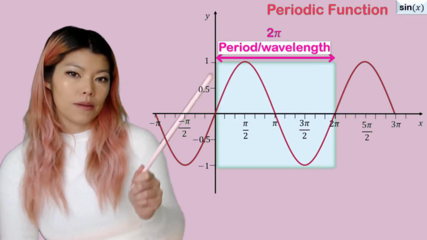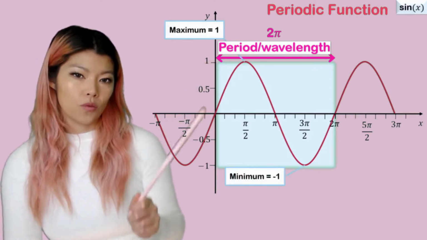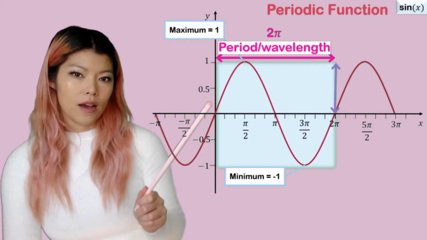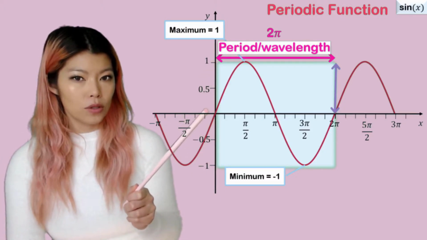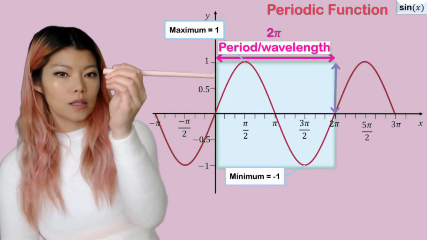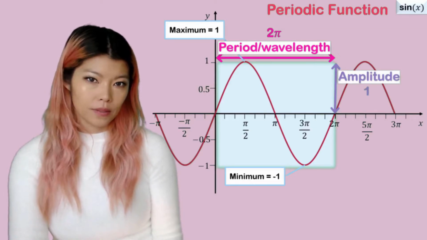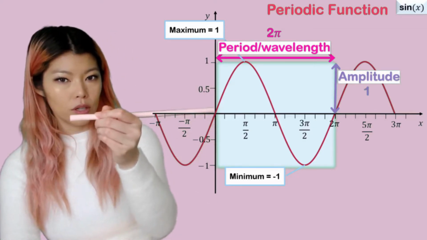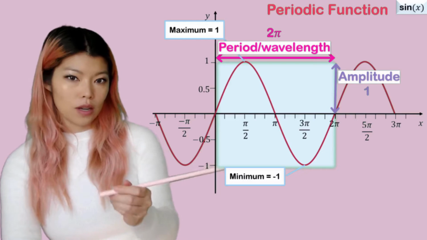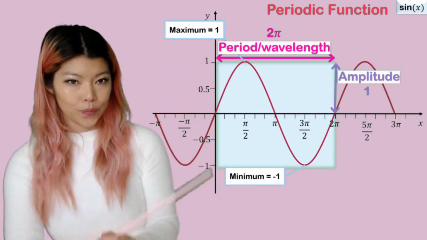We can also see that the highest point is 1 and the minimum point is -1, and we call the amplitude, which is from the middle to the highest point, 1. So we measure the amplitude from the middle to the highest point, not -1 to 1, because that would be 2.